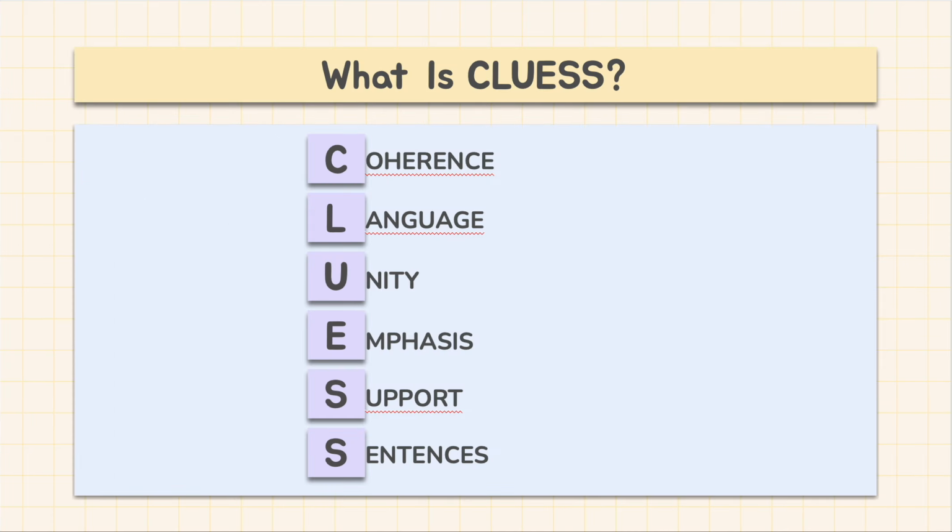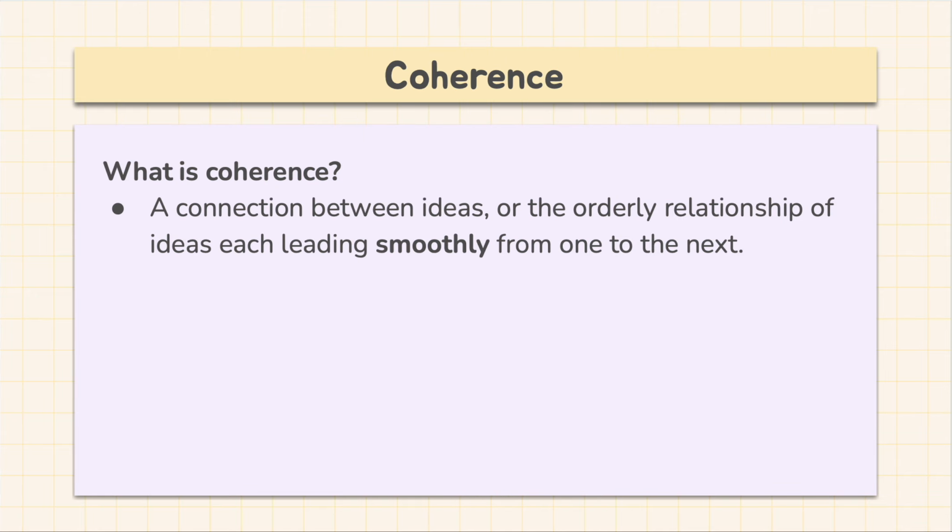Okay, so the C in CLUESS stands for coherence. Then we have language, unity, emphasis, support, and sentences. So we're going to go over each of these. The first one is coherence. Coherence is a connection between ideas, or the relationship of ideas connecting smoothly from one to the next. Sometimes it's from sentence to sentence or paragraph to paragraph, but it just means that things are connecting in a way that makes sense.